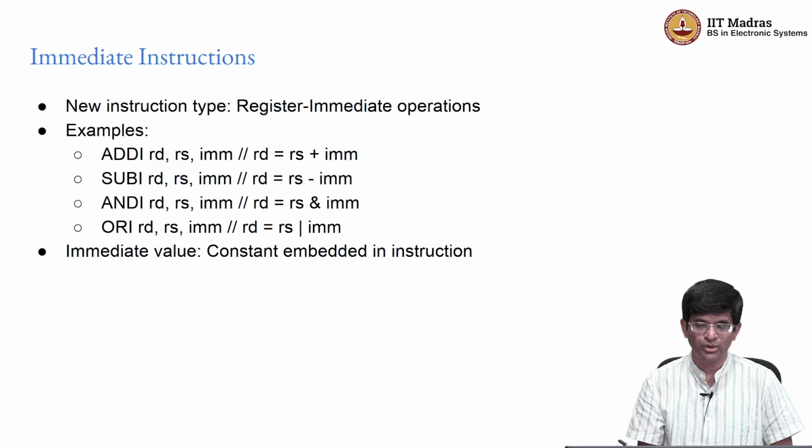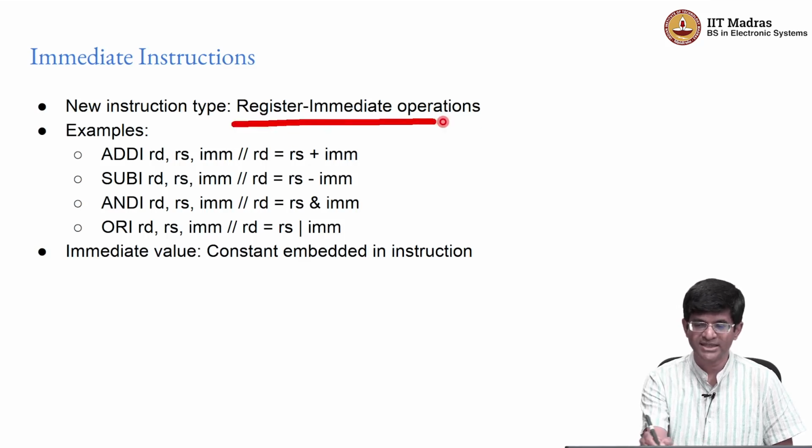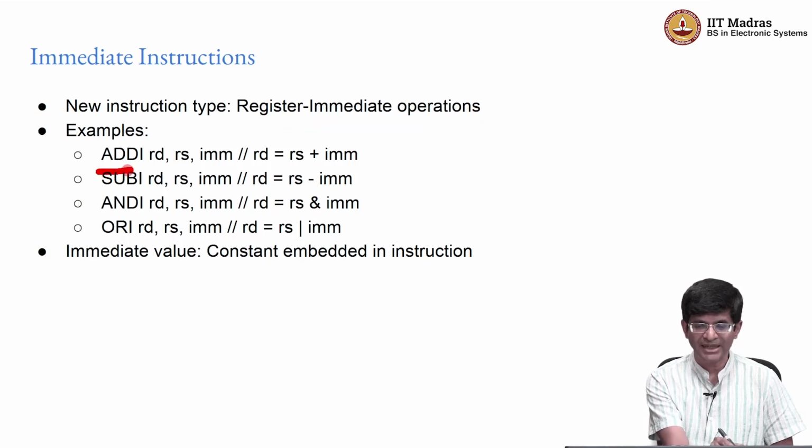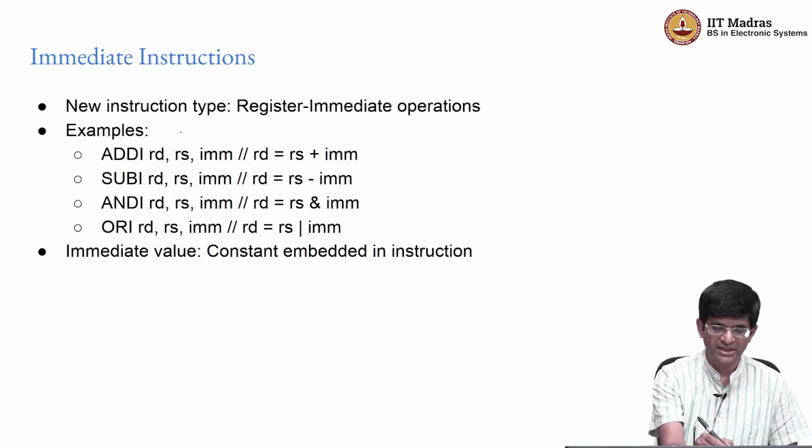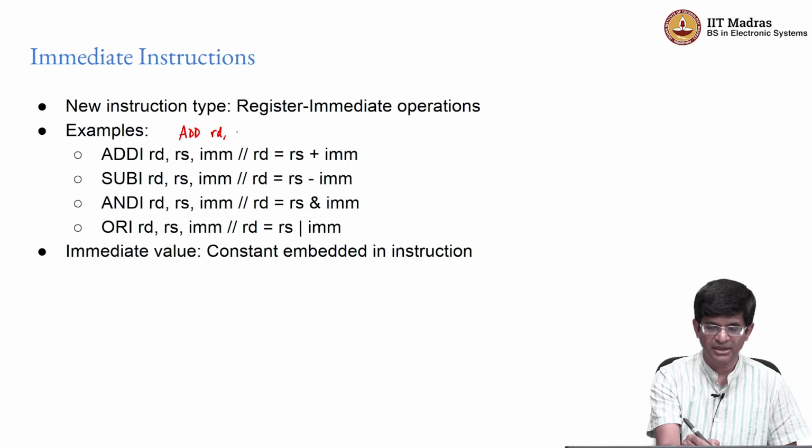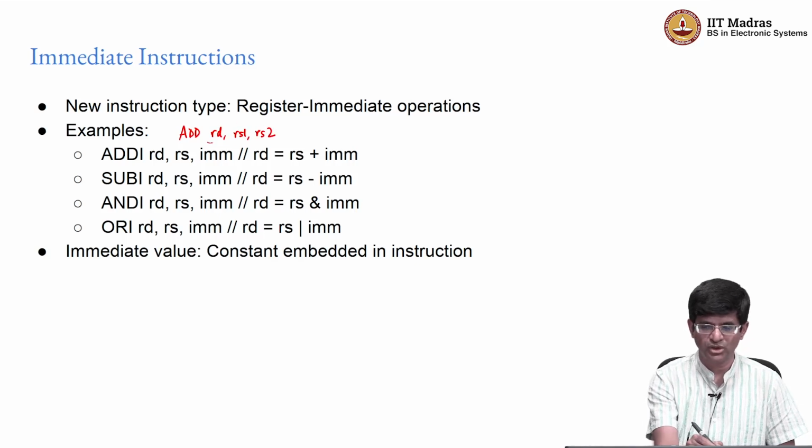So what we are going to do over here is to introduce a new instruction type. We are going to call these register immediate operations. Examples of that would be add I, RD, RS, IMM, and what that means is RD is equal to RS plus immediate. Now as you may recall, the previous kind of instructions would have been something of the form add RD, RS1, RS2. Of course you could also switch these around. The order of these does not really matter.